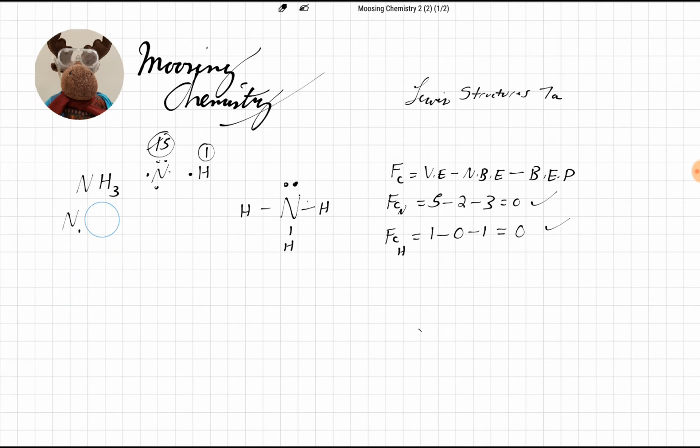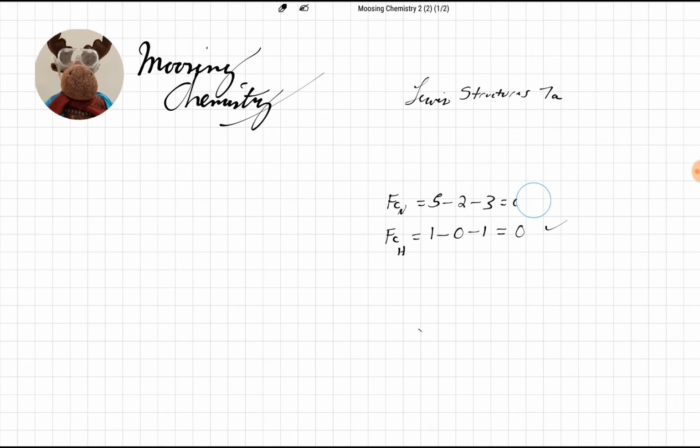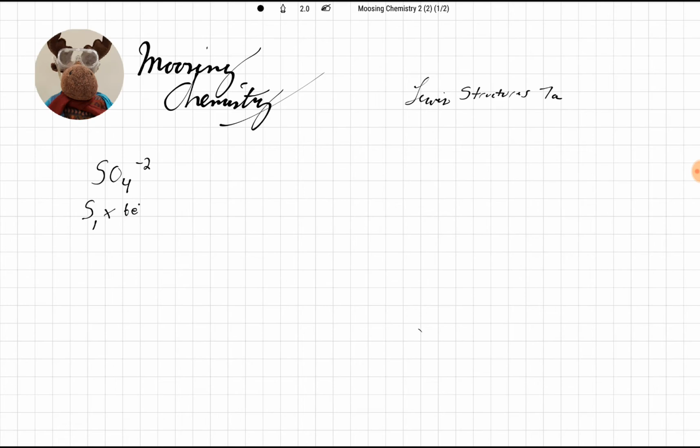This one's going to be a little bit different. This is going to be using a radical. All right, so give me one moment here while I clean this all up for you. All right. So the next one is going to be SO4 2-. All right, so sulfur is in group 16, so it gets 6 electrons.